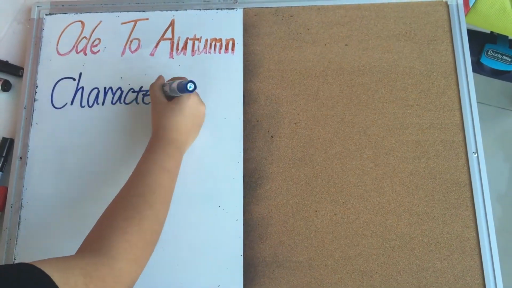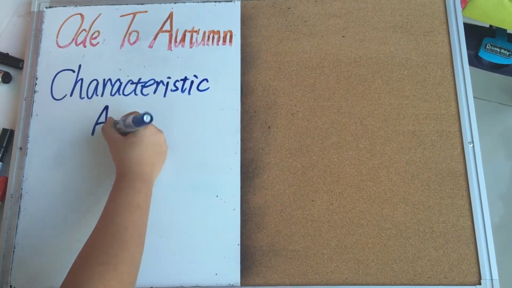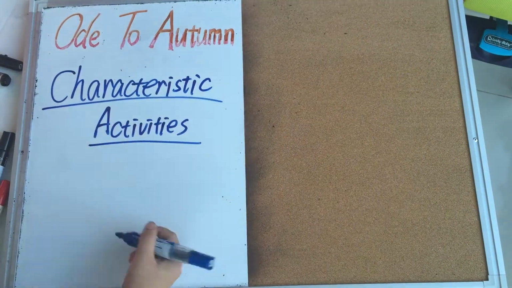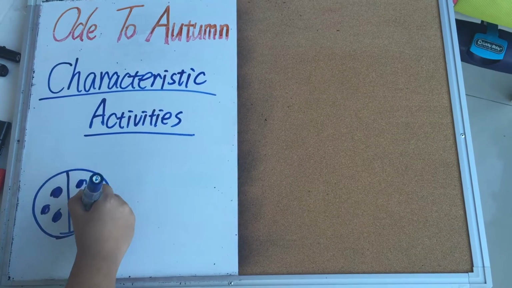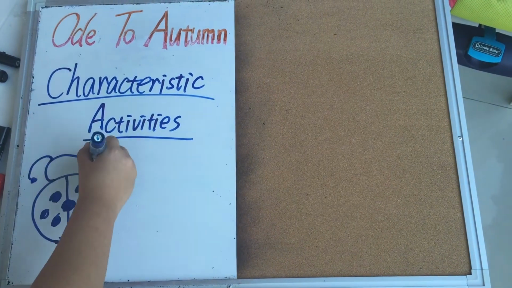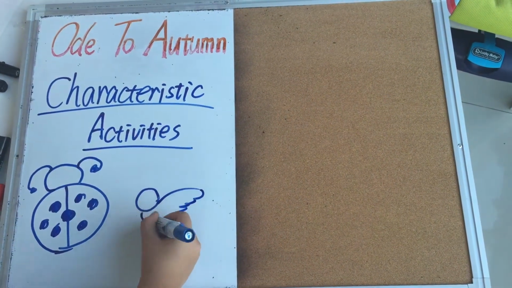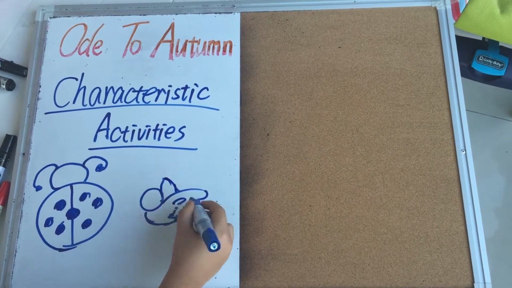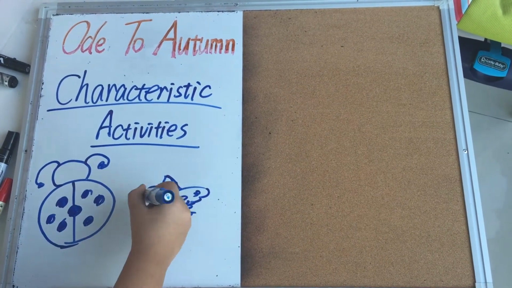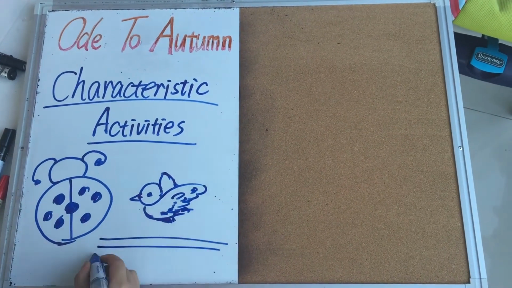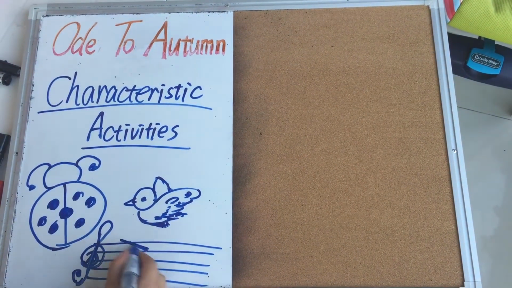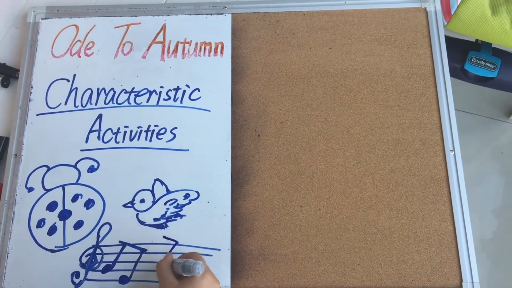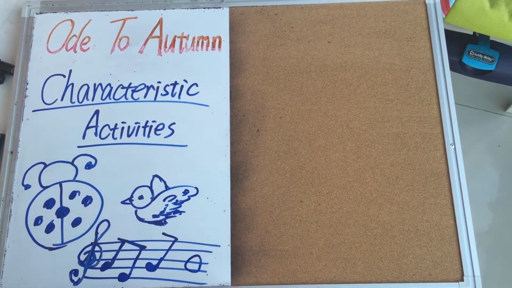In the second stanza, the focus is on the characteristic activities of autumn: threshing, reaping, gleaning, and cider making. Autumn is described as a person who takes part in these activities. In the third stanza, Keats concentrates on the sounds of autumn, produced by insects, animals, and birds. Here, autumn can be seen as a musician, and the music is as nice as that of the spring.